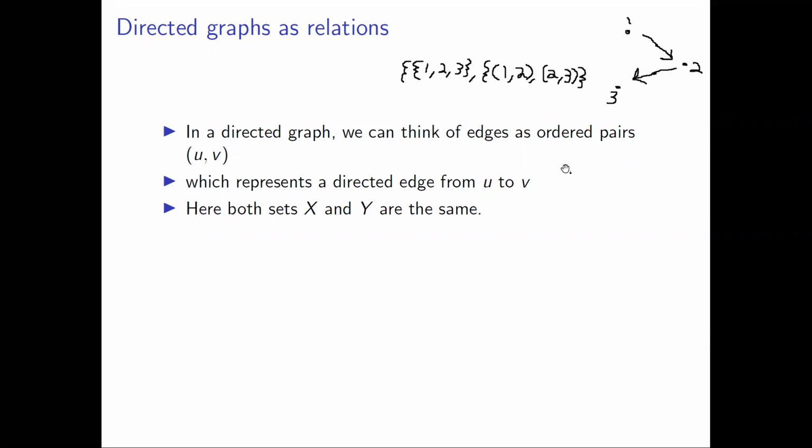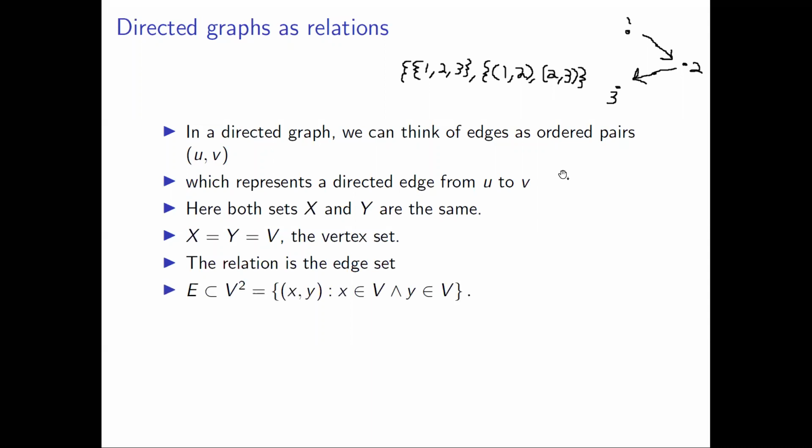For this relation, both of the sets x and y are the same. They're both equal to the vertex set V. And the relation here is just the edge set. E, the edge set, is a subset of the Cartesian product of the vertex set with itself, which we write as V squared. And V squared is equal to the set of ordered pairs x and y, which are both elements of V.